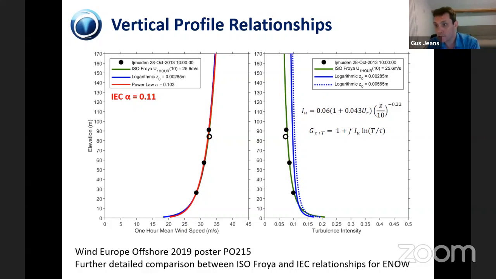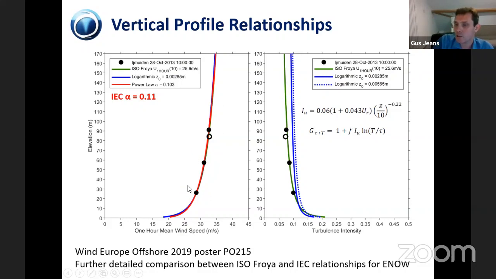One of the things I'm involved in now, as part of our project but also more broadly, is to compare how these various relationships from the different design standards and other literature compare to a large amount of measured data. This shows on the left the 1 hour mean wind speed profile from the IMarEST Met mast in the North Sea during the strongest storm event that impacted the region, the St. Jude storm in October 2013.